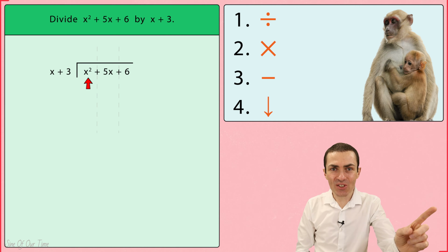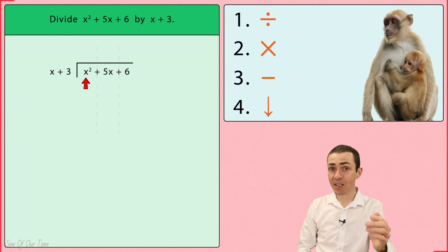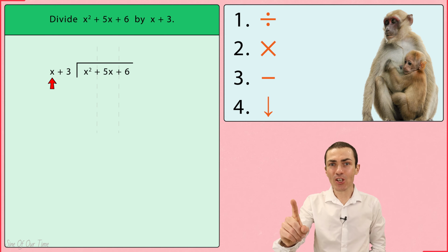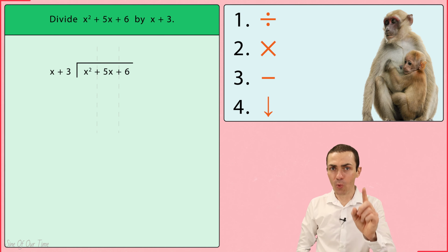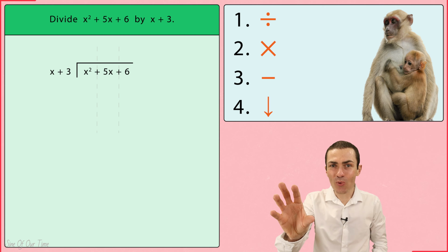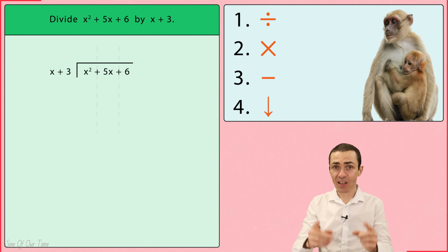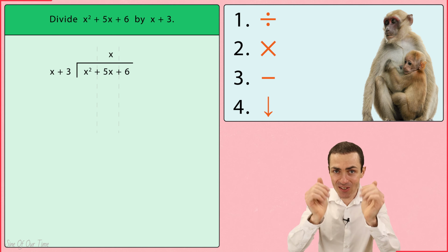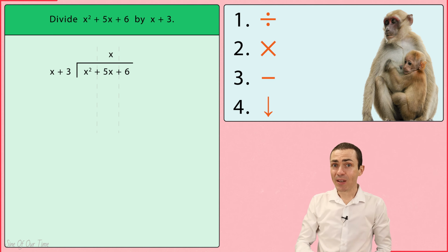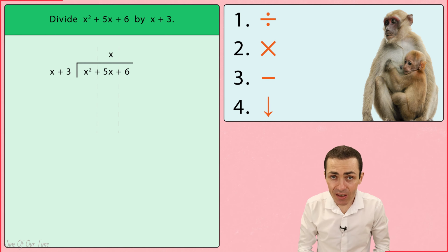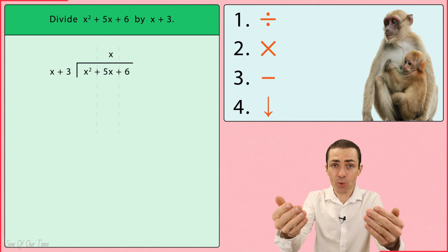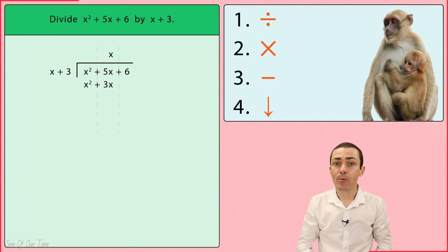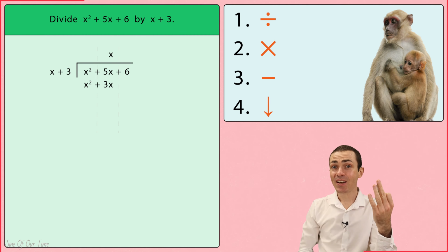Now we scan the dividend to find its highest power of x, which happens to be x squared. And then we scan the divisor for its highest power of x, which happens to be x. Time for step 1, divide. We take that x squared and we divide by x in order to give us x, which we place above the long division symbol in the column reserved for x's. Time for step 2, multiply. We take that x and we multiply by the divisor of x plus 3 in order to give us x squared plus 3x, which we put in a new line under the long division symbol in their appropriate columns.